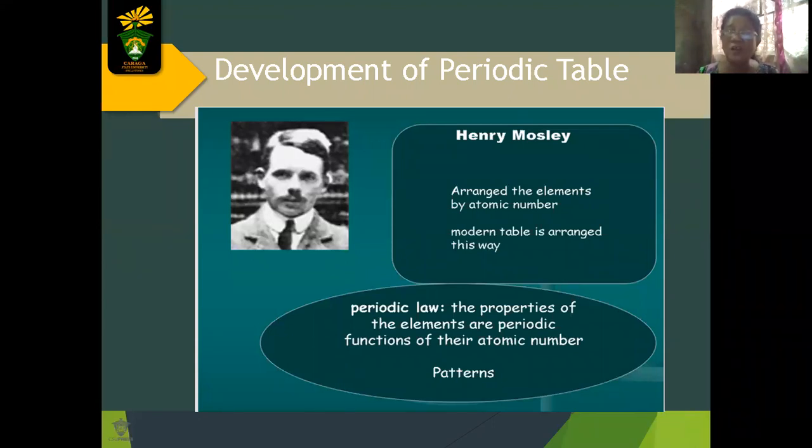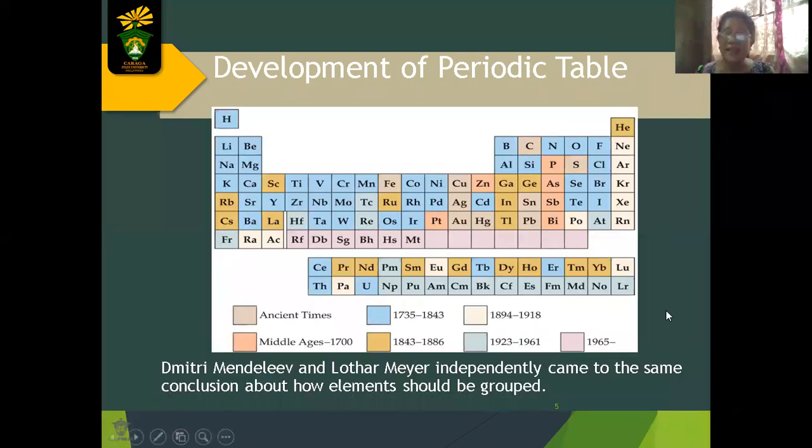There were some errors because it was based on atomic mass. But when Henry Moseley arranged it by means of increasing atomic number, it was okay. So he called this the periodic law. What is the periodic law? The properties of the elements are a periodic function of their atomic number. Meaning the properties of the elements coincide with their atomic number. Meaning there is a pattern. What is the sequence? It's increasing. That is according to Moseley.